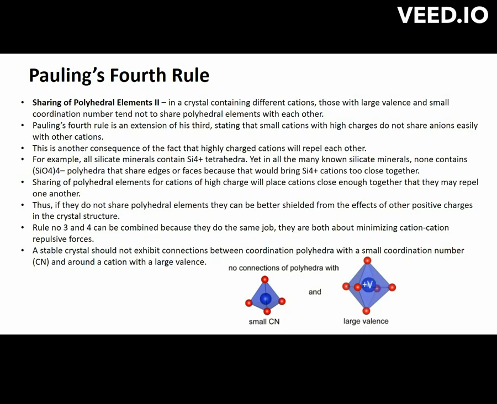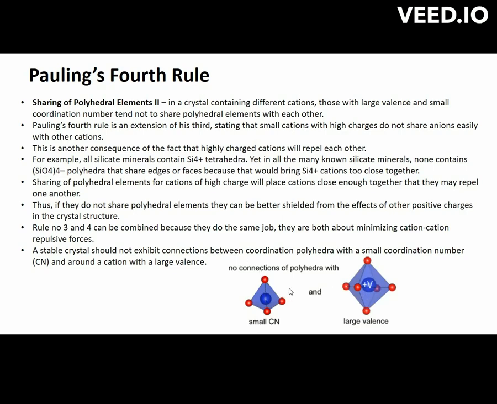So these things won't share the polyhedral elements with each other. Remember, this one has a large valence: 1, 2, 3, 4, 5, 6. You can see this charge is bigger, and then this one has a smaller coordination number: 1, 2, 3, 4. Remember, we've got 4 of these, and it means there is no connection between the two.